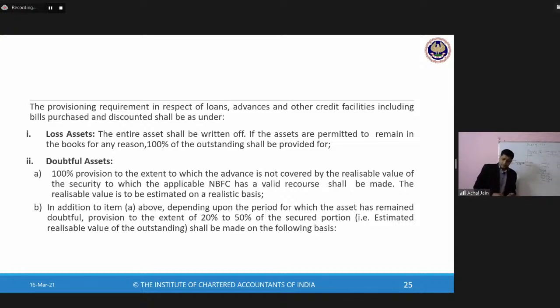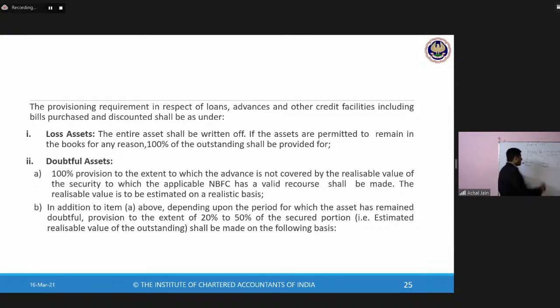In addition to A above, depending upon the period for which the asset has remained doubtful, provision is required to be made of the secured portion. Now, in a way, in this category, what have we done? We have not created a provision of the secured portion. Basically, we have created a provision of only the unsecured portion, isn't it? Yeah.